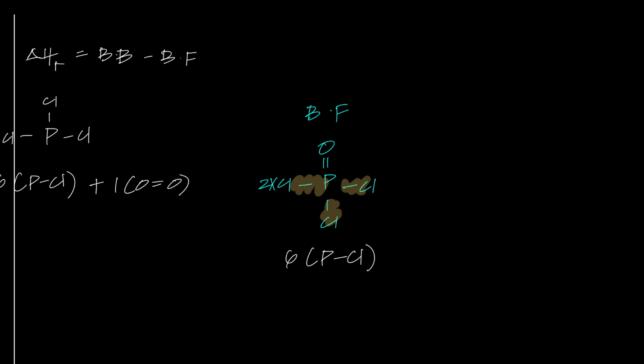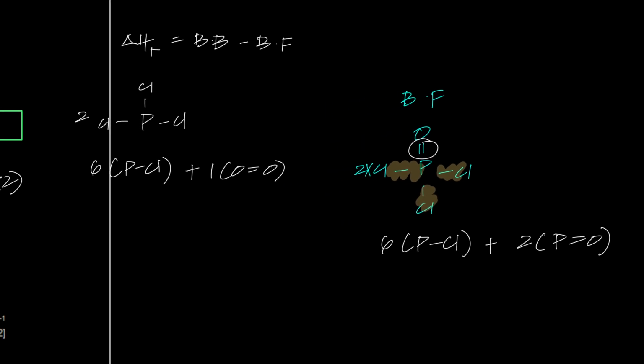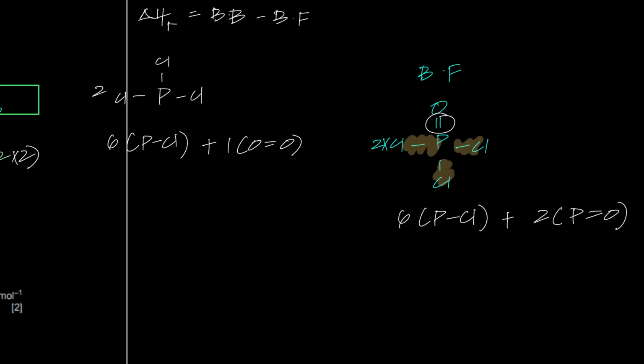Great stuff. And how many PO bonds are forming? So right here, it's P double bonded to O. In 1 POCl3, you have 1 P double bonded to O, and you have 2 moles of this. So plus 2 times P double bonded to O, this bond is forming. Now, look at the idea. Can you guys calculate the enthalpy change of the reaction? Absolutely, I can.